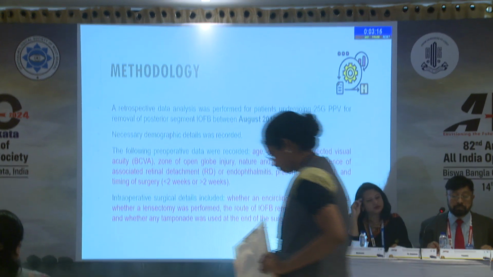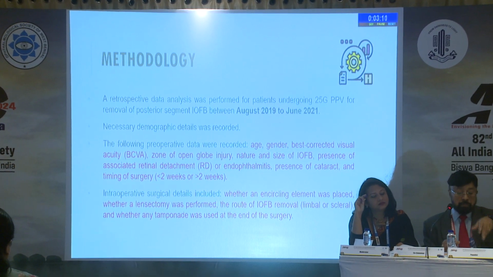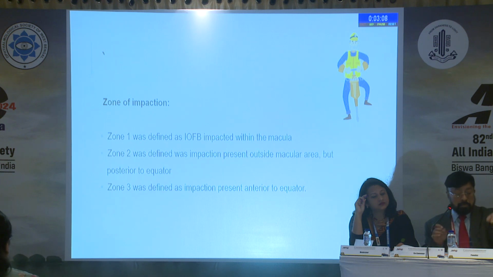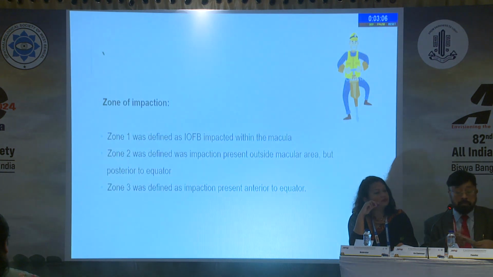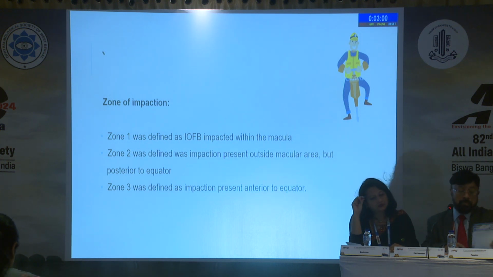All the necessary demographic details, the preoperative data and the intraoperative surgical details were noted. Also, we devised this classification and divided the zone of impaction into zone 1, 2, and 3. Zone 1 was defined as where the intraocular foreign bodies were impacted within the macula. Zone 2 was where the impaction was present outside the macula but posterior to the equator. And zone 3 was where the impaction was present anterior to the equator.